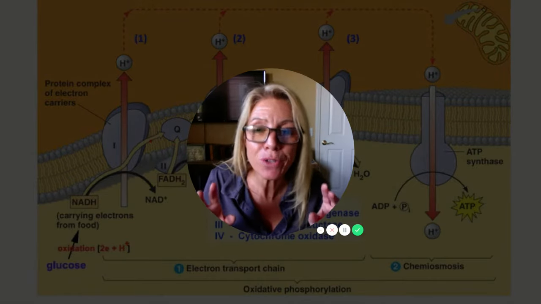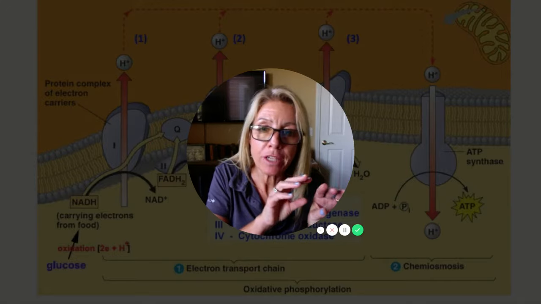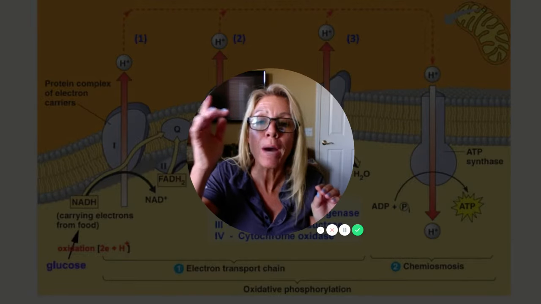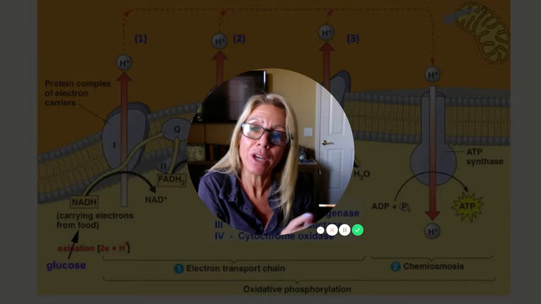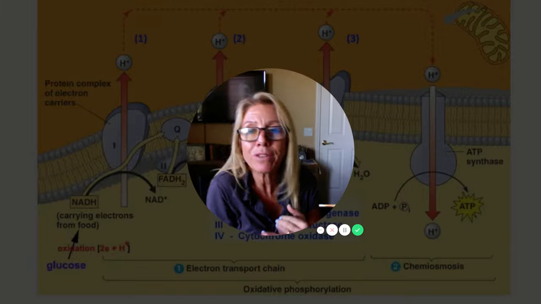We are coupling 2 things together, right? We are coupling an electron transport chain, which is generating a hydrogen ion gradient for us, right? We're coupling that with the chemiosmotic synthesis of ATP, where hydrogen is allowed to travel from one side of the membrane to another side of the membrane.